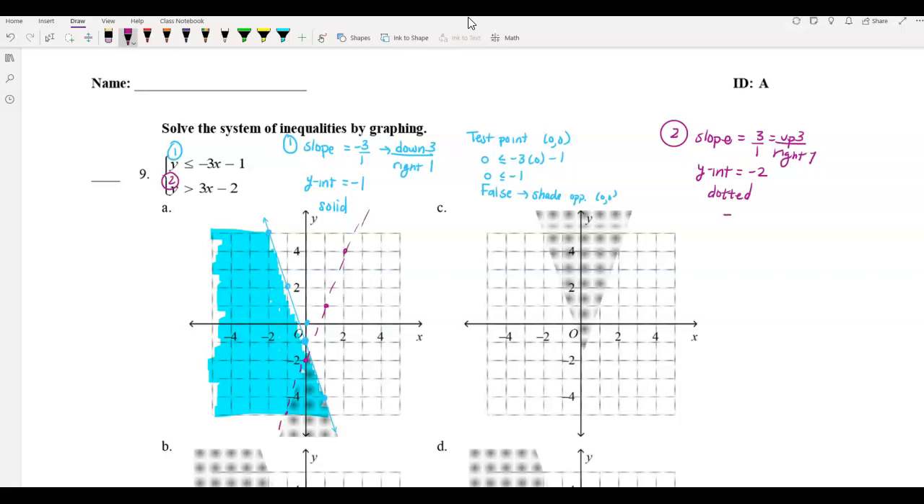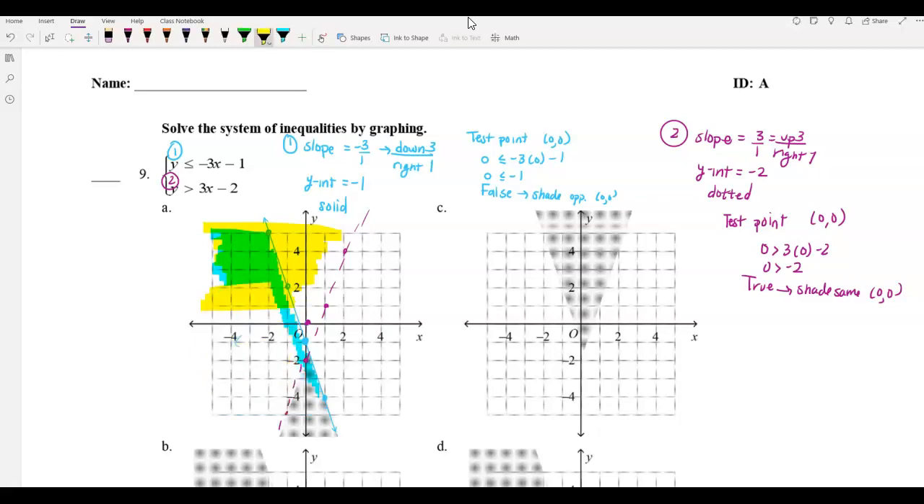And now we have to do the test point at 0, 0. So we have 0 greater than 3 times 0 minus 2, is 0 greater than negative 2. It is true. So we shade the same side as 0, 0. So here's my 0, 0, which means I'm shading this side to the left of it. Shade the same side.